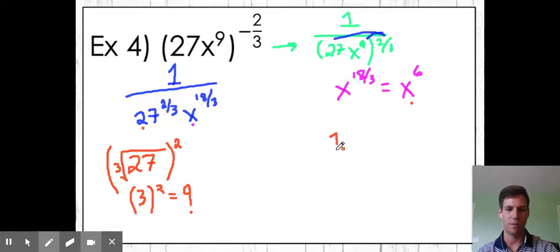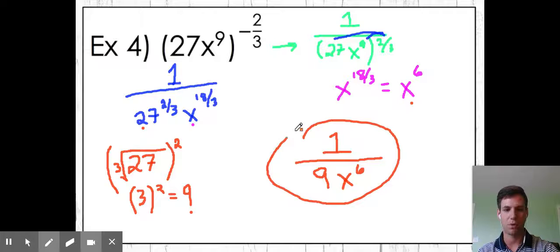And we just need to put that back underneath of our fraction. So our end answer equivalent to what we started with will be 1 over 9x to the 6th power. And that wraps up question 4.